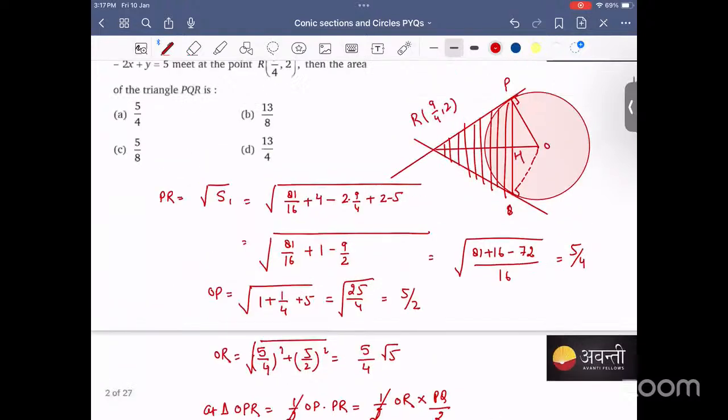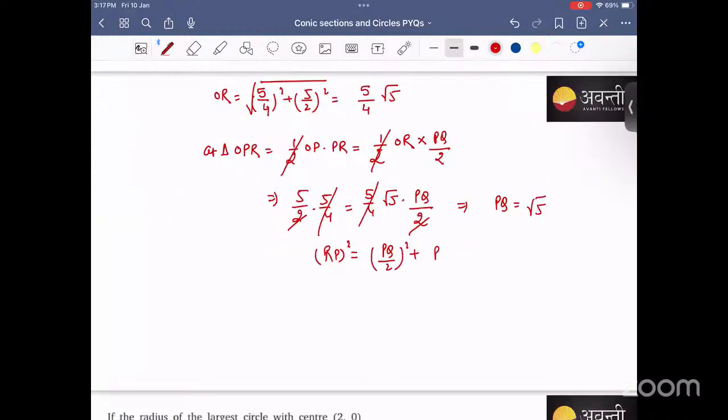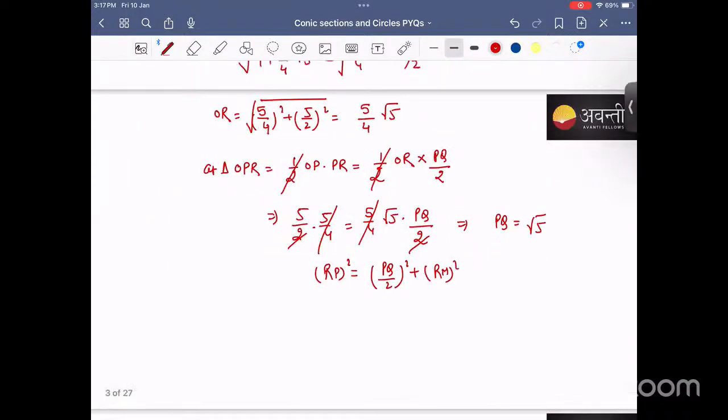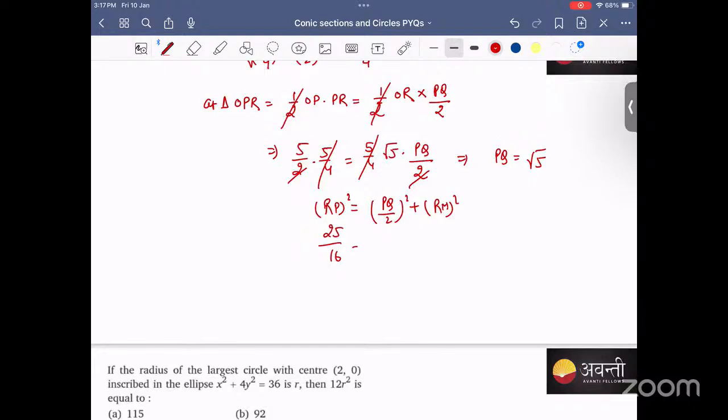Now RP square is (PQ upon 2) square plus RH square. So RP, your PR, that is 25 upon 16, is PQ root 5, so that would be 5/4 plus RH square. So that means RH square is 25/16 minus 20/16, so that will be 5 upon 16. So RH is under root of 5 by 4.